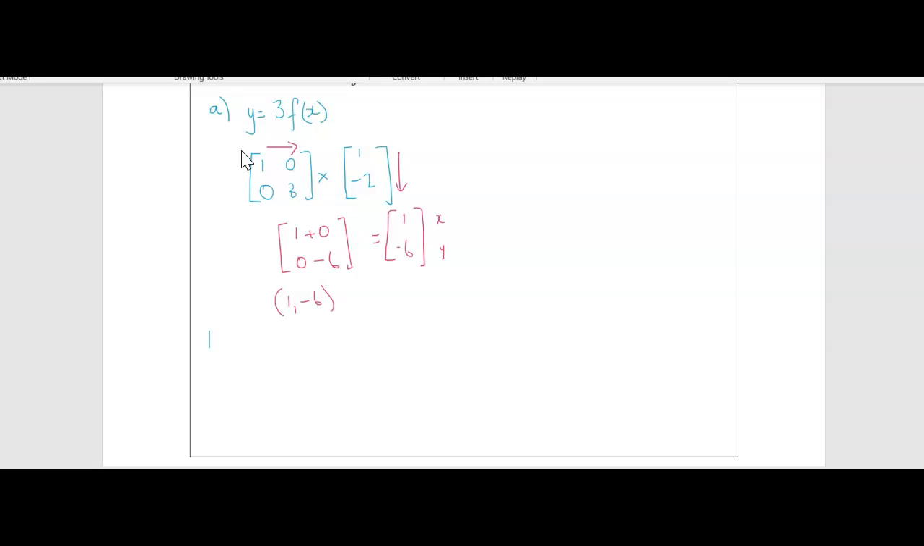All right, next one. Dilation of factor 2 from the y-axis. So this time we're going to have the 2 here, 0, 0, and then a 1. And we're going to multiply that by 1, -2. You can easily do this in your head, or on your calculator. We're going to have 2 times 1 is 2, and 1 times -2. So your point is going to be (2, -2).